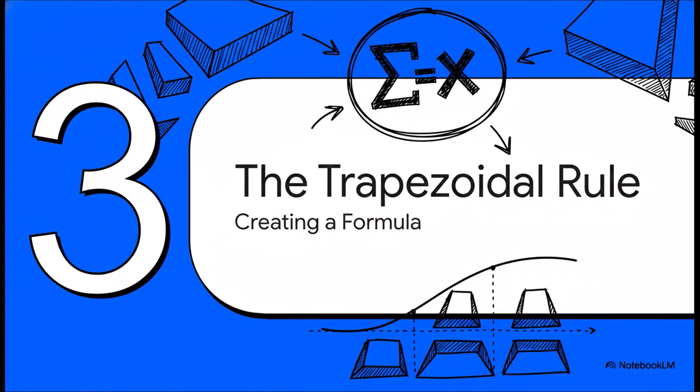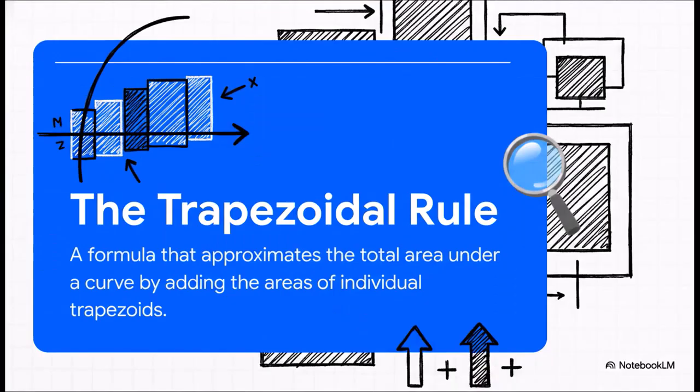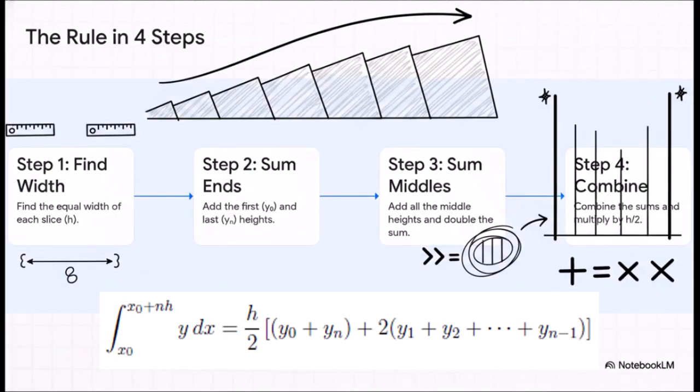Now let's take that simple concept and turn it into a powerful, repeatable formula. And here it is, folks, the trapezoidal rule. It's really just a systematic, organized way of adding up the areas of all those little trapezoids we just drew. It's a really elegant tool for getting a fantastic estimate. And you know what? The formula itself is surprisingly simple. First, you just figure out how wide each of your slices is.